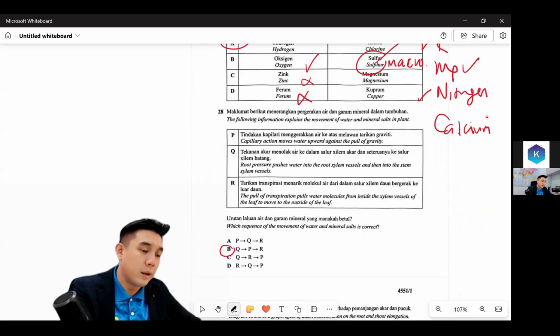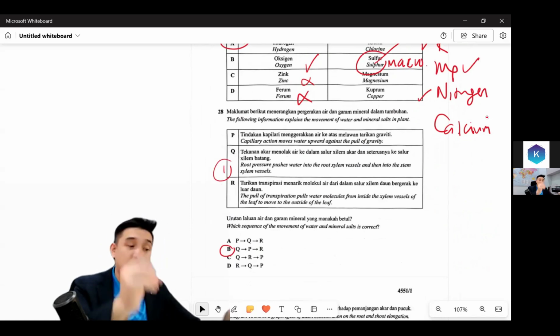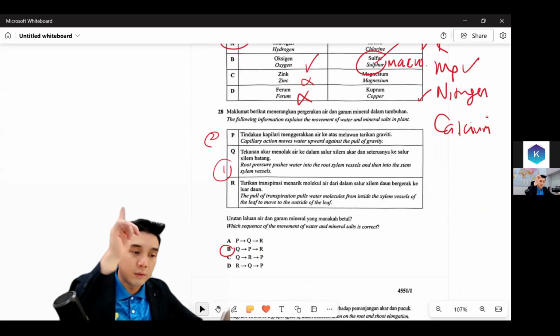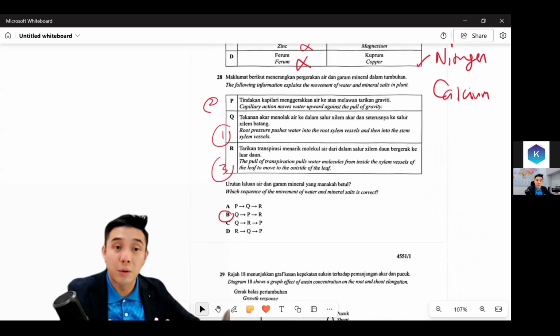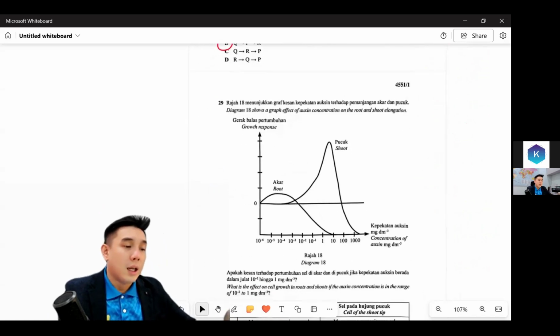As for 28, you should get the answer B. Number 1 first, because root pressure will force the water up. And number 2, capillary action further up. And finally, to the leaves. 28 answer is B. Guys, 28 B.